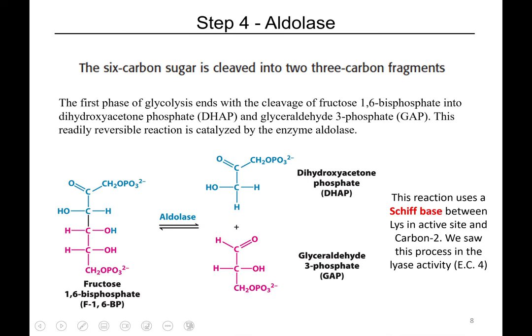Okay, step 4 is aldolase. This is also one of these reactions that we saw in the first weeks of class. The idea here is this is where we split our 6-carbon chain into 2 functionally equivalent 3-carbon chains. So we break the bond between C3 and C4. Where the isomerization is initiated by deprotonation of a carbon, this one is initiated by deprotonation of the alcohol group on carbon 4. So we're going to see it's initiated by deprotonation of this alcohol group.